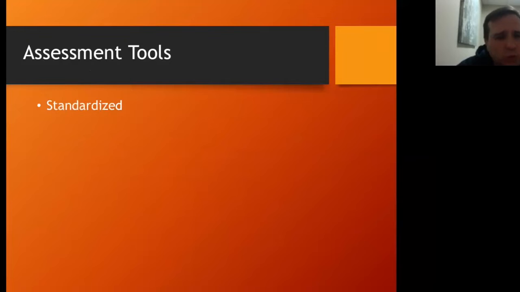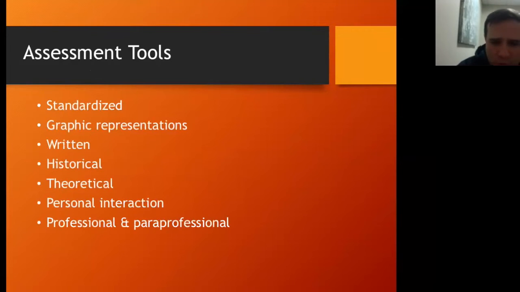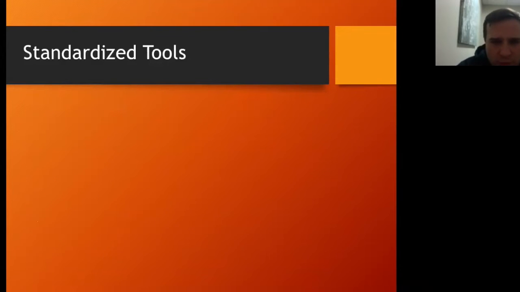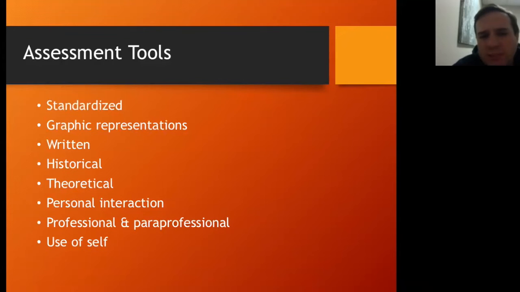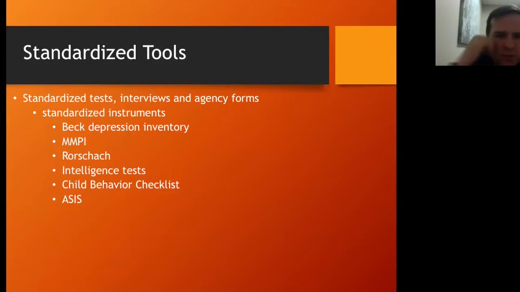So assessment tools that we have: standardized ones, graphic representations, written, historical, theoretical, personal interactions, professional, paraprofessional, the use of self. These are all tools that are built into the model of assessment. So we're going to talk about each one of these and what it sort of looks like from a social work perspective. So standardized tools, these are the tests, interviews, and agency forms. These are the written documents in a way. Some standardized instruments that we use.